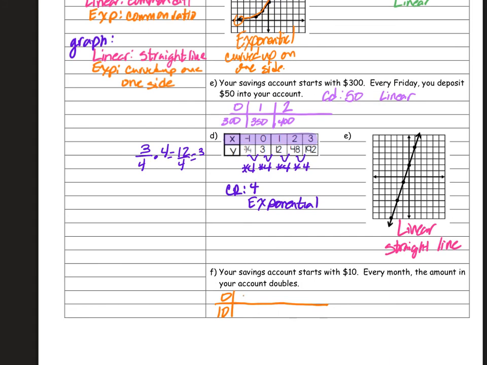Every month, so the first month, my account doubles. So what does double mean? So it goes from 10 to 20. Okay, so I could add 10. On the second month, what does double mean? It goes from 20 to 40. Yeah, good. So what is happening every time? Double means I'm multiplying by 2. Good. So I have a common ratio of 2, which means that it is exponential. Great. Okay, so I'm multiplying, so it's exponential.